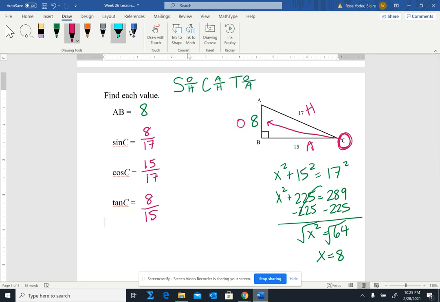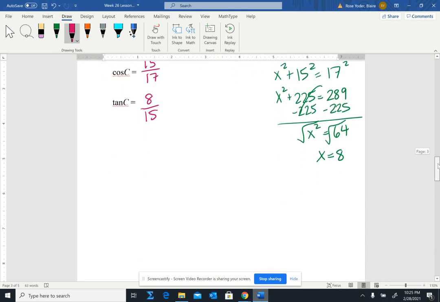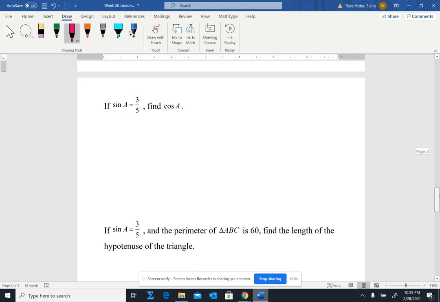So like I said, we'll see the uses later. For now, let's just get this down, labeling the triangles properly and making our fractions.